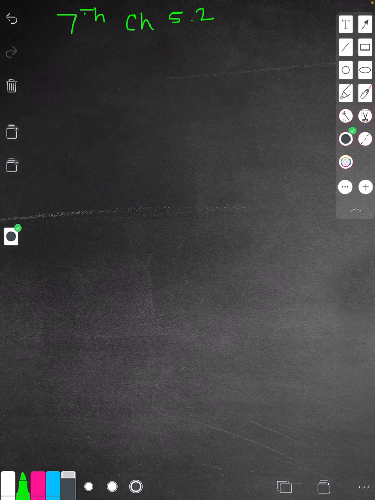We're going to look at doing some equations from the 7th grade math book, chapter 5. We're going to look at how to solve some equations involving parentheses. They do require a few more steps than your simple equations. So let's go ahead and dive in.